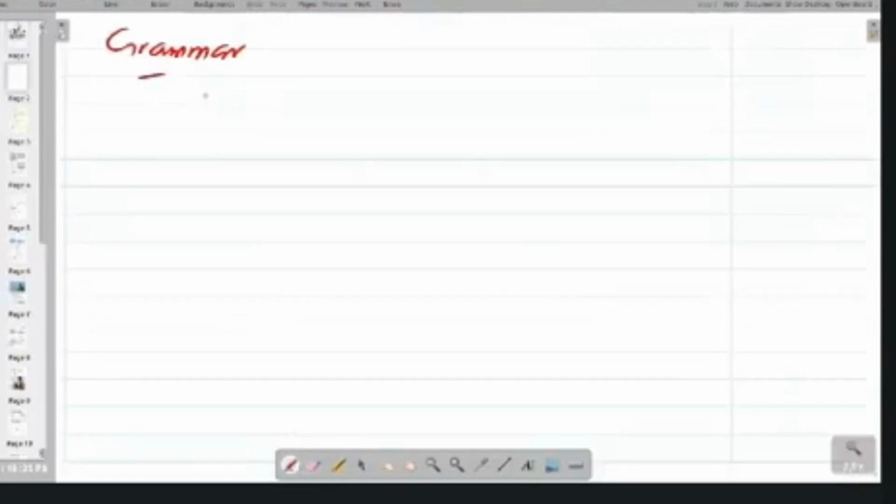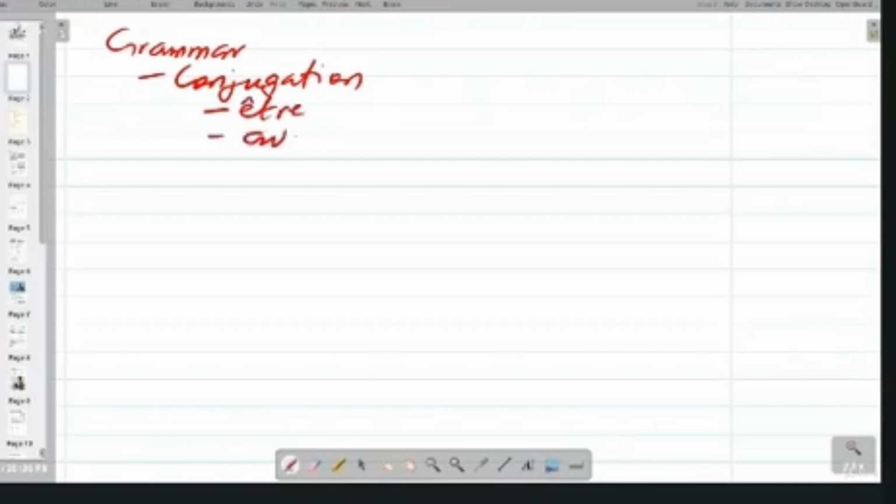In grammar, by the time we are done with Unit 3, you are going to continue to perfect your knowledge of verb conjugation. And we'll be seeing a few verbs, including revising the verb être. We'll see the verb avoir. And of course, you know what être means, to be, avoir, to have. And then we're going to see the verb aller.